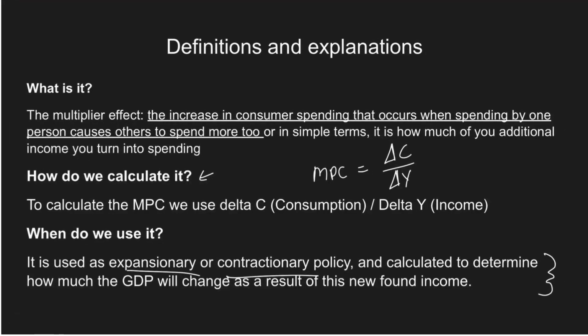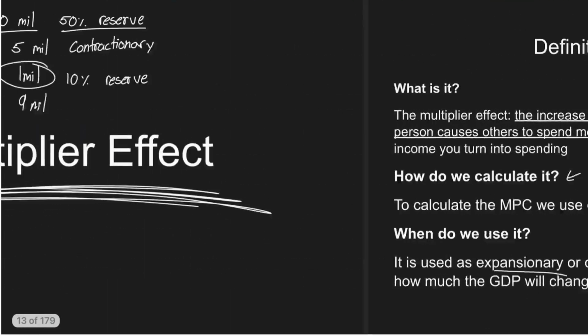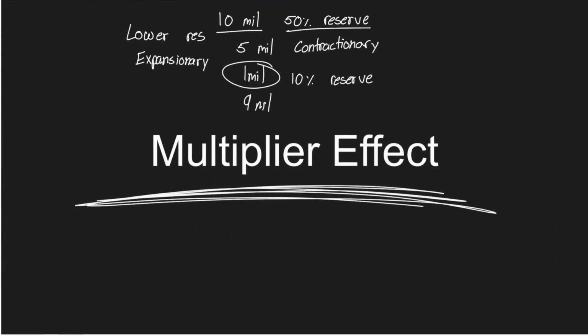I'll show you one more time. It's just the increase of consumer spending whenever you have additional income, and the percentage of it you would spend, which is your MPC, calculated delta C over delta Y. We use it to determine expansionary and contractionary policies and calculate how much the GDP will change because of it. And an example to work out with banks using a multiplier effect is just this one we worked out for you. I hope this is helpful, and I hope you remember the multiplier effect.